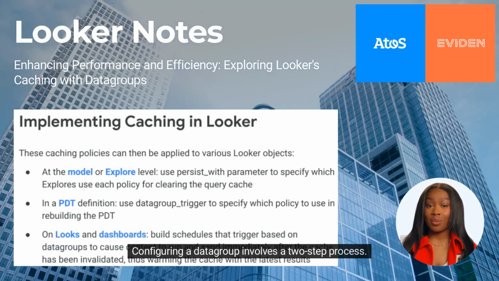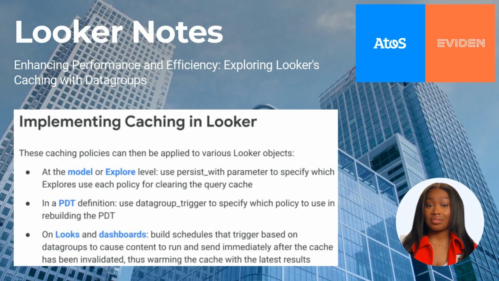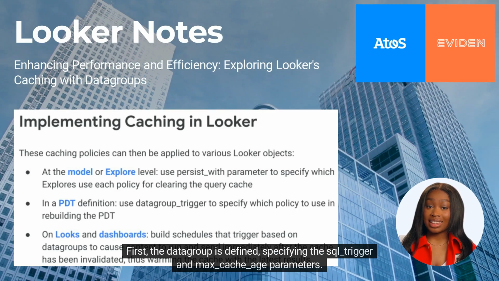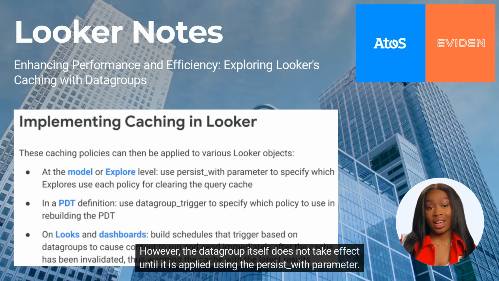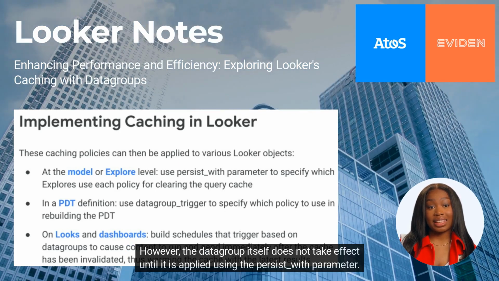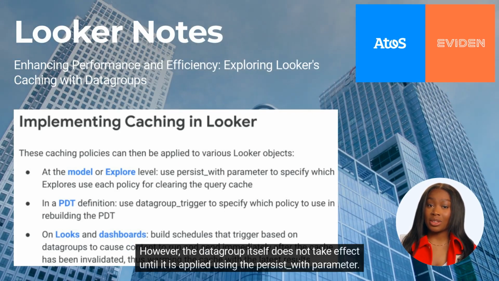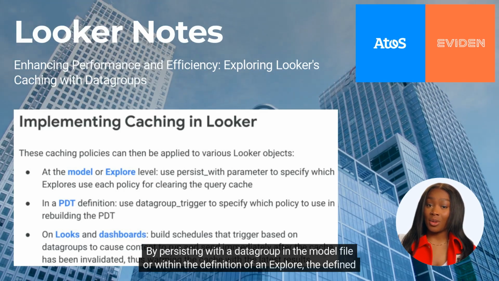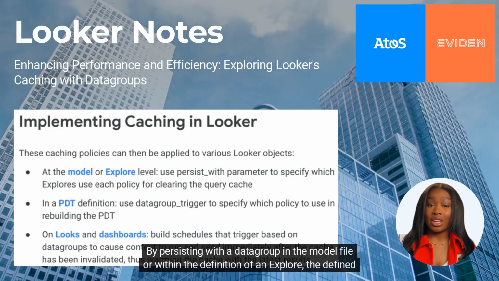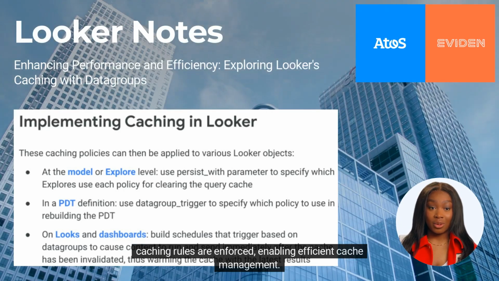Configuring a data group involves a two-step process. First, the data group is defined, specifying the SQL trigger and max cache age parameters. However, the data group itself does not take effect until it is applied using the persist with parameter. By persisting with a data group in the model file or within the definition of an explorer, the defined caching rules are enforced, enabling efficient cache management.